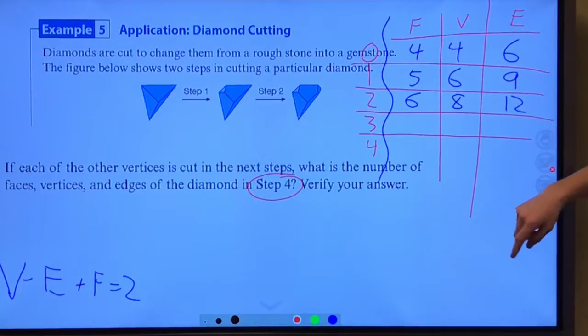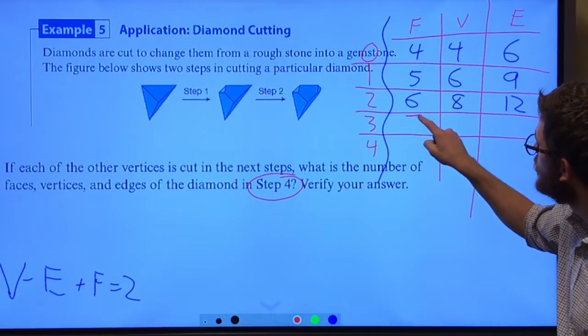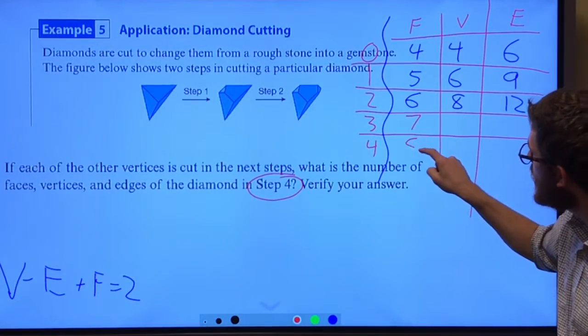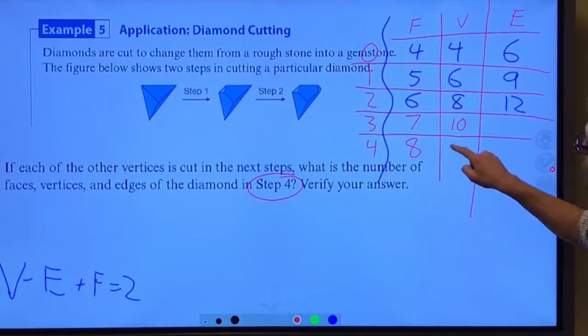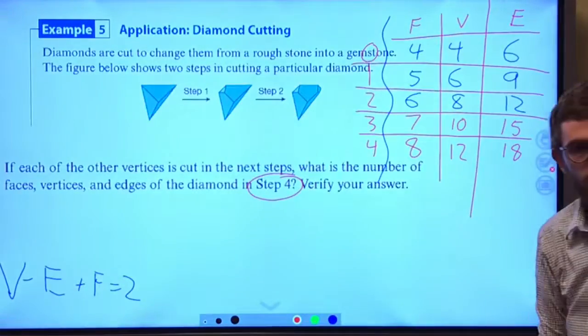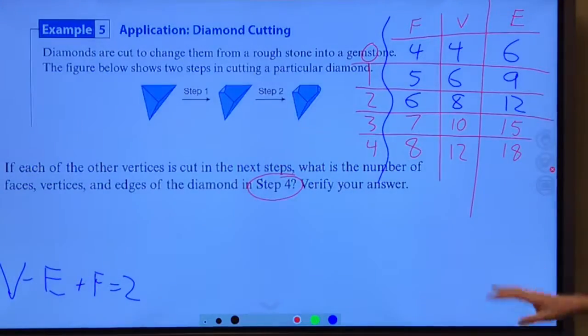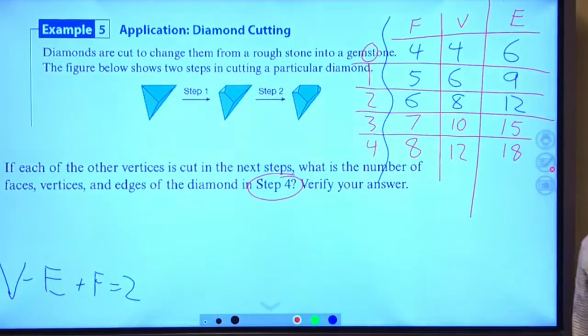We're increasing the faces by 1, the vertices by 2, and the edges by 3. I believe that's going to continue. This would be 7, and then 8 faces would be in step 4. This would be 10, 12 vertices in step 4, and 18 edges we would expect in step 4. Make sure it still works. V minus E plus F does equal 2. So this does check out.